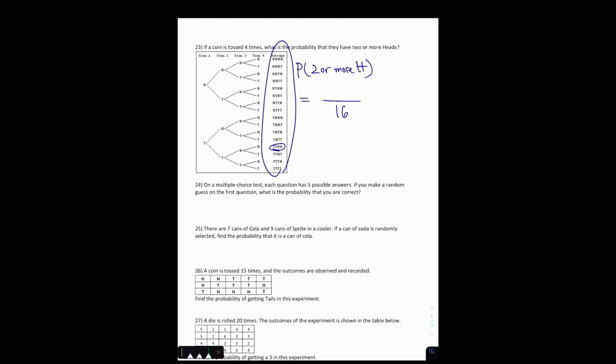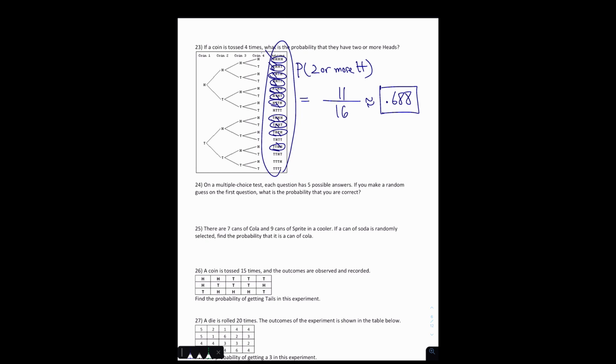2 heads, 2 or more, that means 3 also. 2, 2, 3, 2, 3, 3, and 4 is more than 2. So that's it. See how many? 1, 2, 3, 4, 5, 6, 7, 8, 9, 10, 11. So that's why the answer is 11. And if you divide 11 by 16, you get 0.688 to 3 decimal places. And there's the answer for number 23.